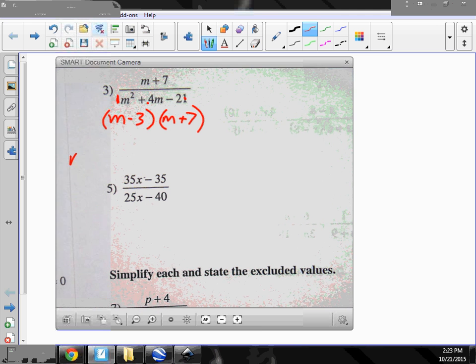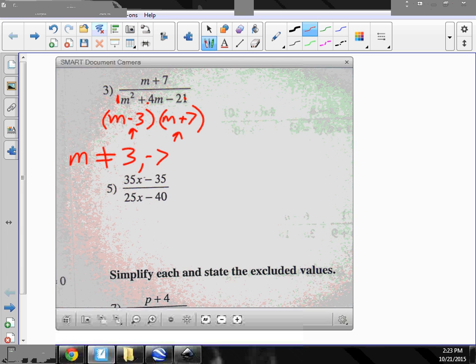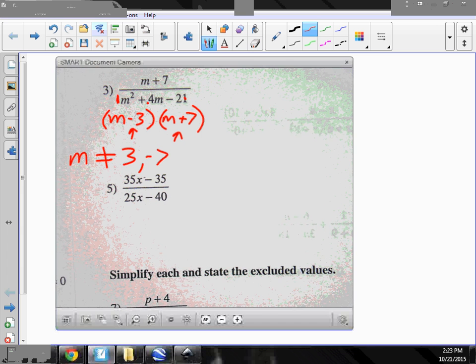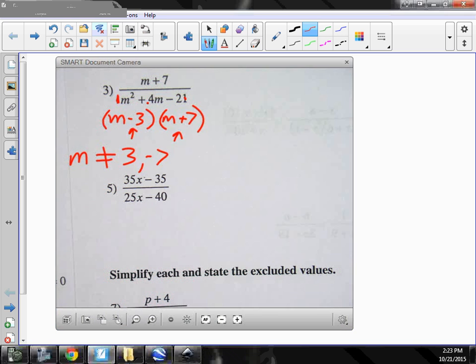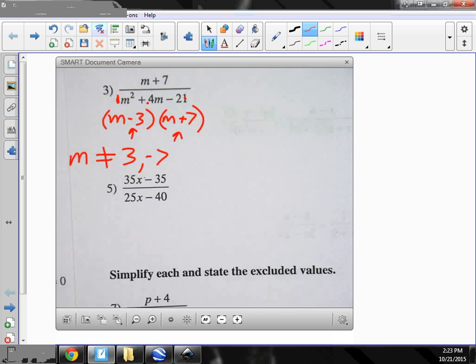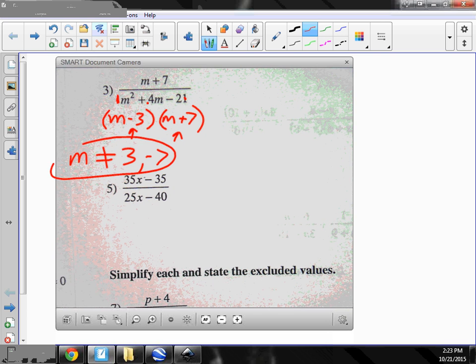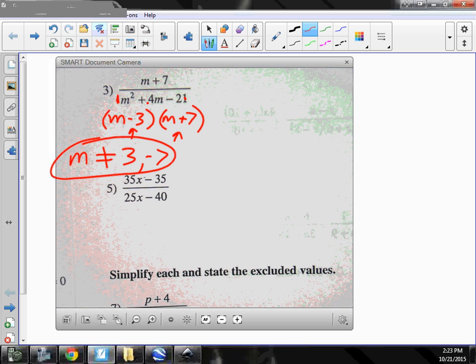So what are the excluded values? 3 from here and negative 7 from here. Now, just for your information, is 3 a hole or an asymptote? It's an asymptote, it doesn't cancel. Is negative 7 a hole or an asymptote? It's a hole. Now, it doesn't ask for those, but we'll see that again in the future. So those are the excluded values. Okay? That's pretty easy. You can do that.